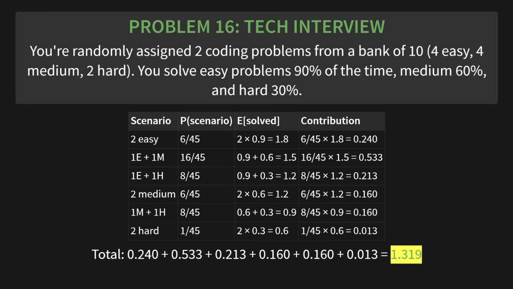The final answer? You expect to solve about 1.32 problems on average. That's right, even though you're a coding wizard who crushes easy problems 90% of the time, the mix of difficulties brings your average down to just over one problem solved.